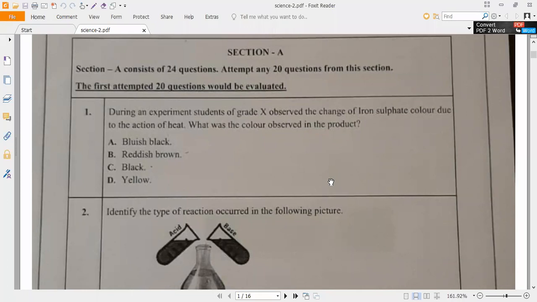So the page number is also there, you can check it. So ferric sulfate. Can anybody say the page number? What is the color I am asking? Yeah, Nitin: reddish brown. Yeah, reddish brown.